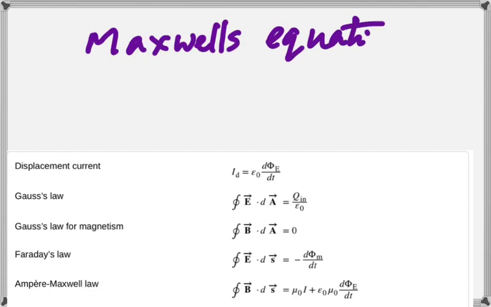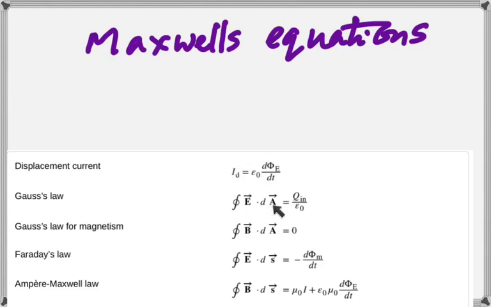Here are some equations, Maxwell's equations that we looked at. How many equations are there in Maxwell's? Five. Oh, you counted. I put five, so I knew you would count and say five. There are only four equations.